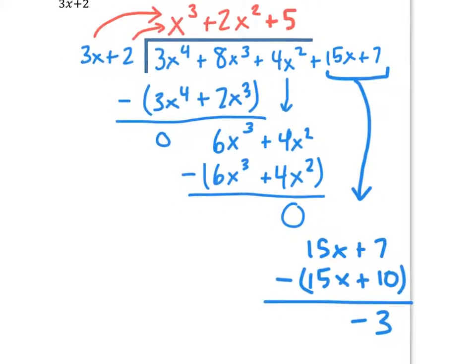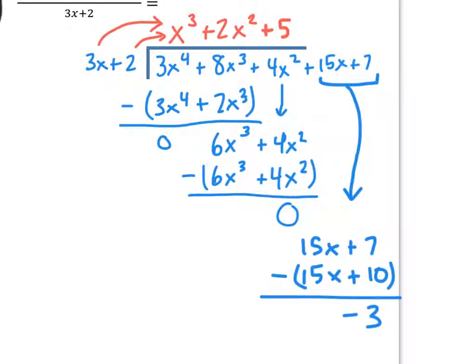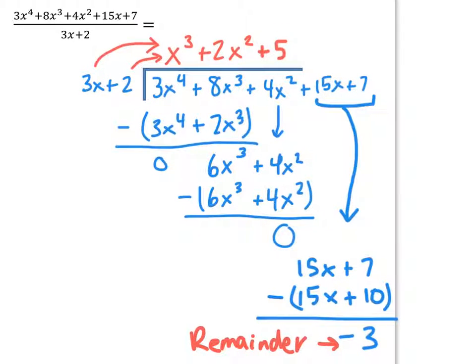Now we are at the last step. We have a remainder. Nothing that we have will evenly go into negative 3. So we're going to write negative 3, so plus negative 3 divided by 3x plus 2. And that is our final answer.